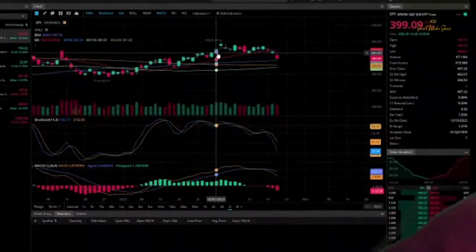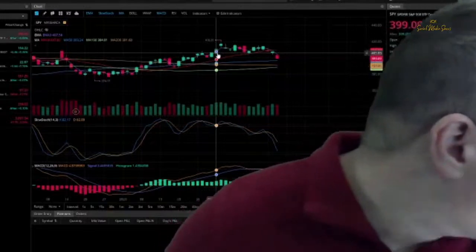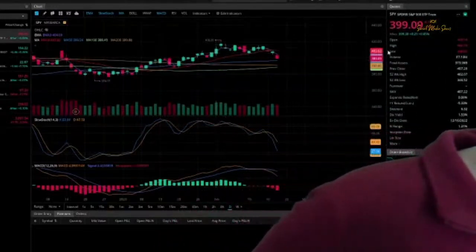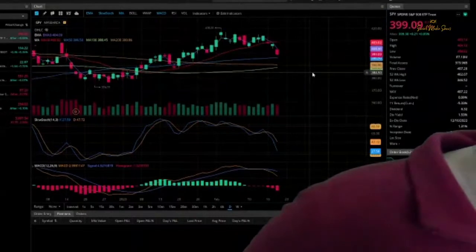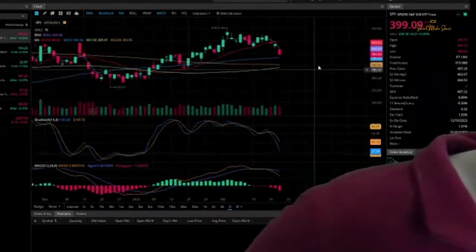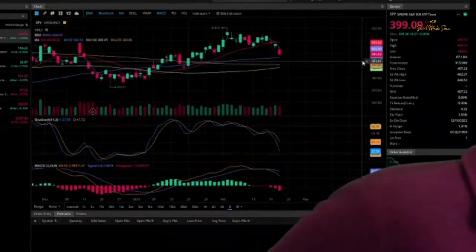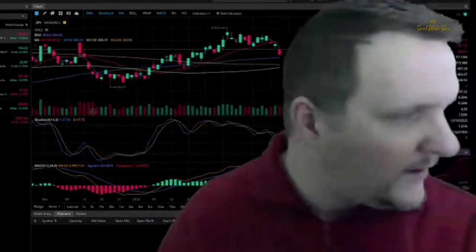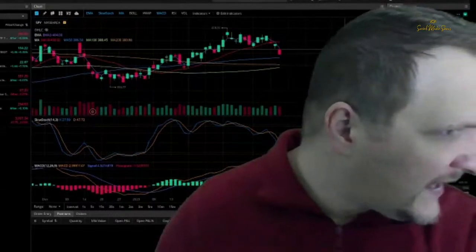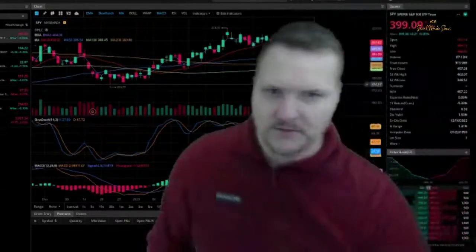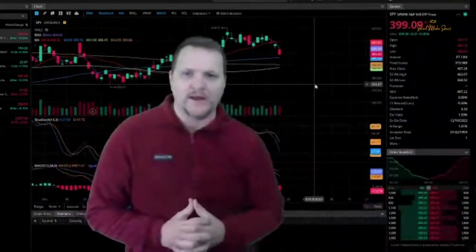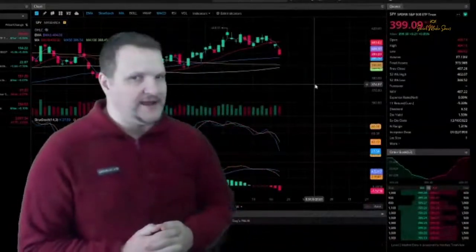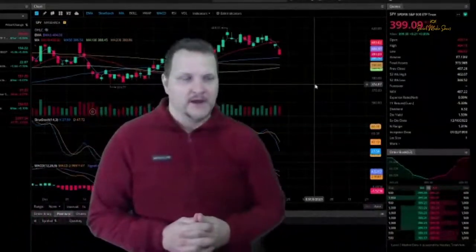I got to zoom in to see it. No, even that's at 396.50. So I don't really understand at 399 what is forcing this to consolidate. What's causing this to stop?